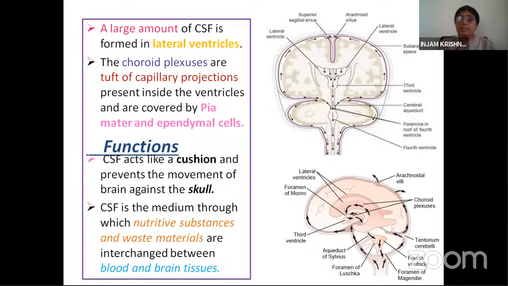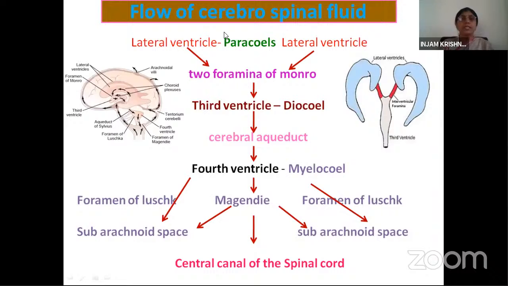Okay. Next, here you can observe that these are the 2 laterals. Here also it is one section, and it is a lateral section like this. These are the 2 lateral ventricles. And then just wait, I will show you the flow of the CSF. See here, flow of cerebrospinal fluid. How does it flow?